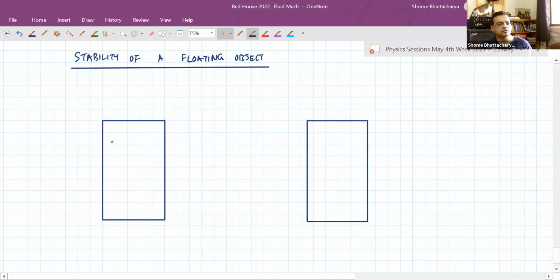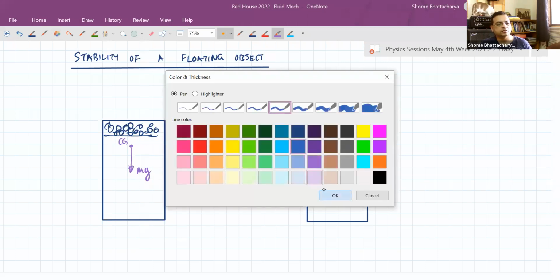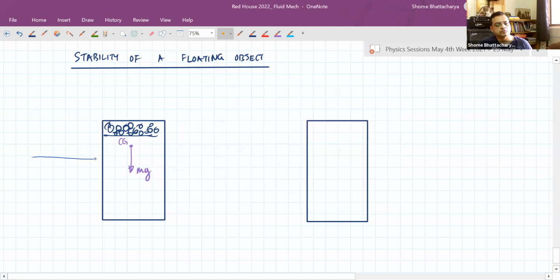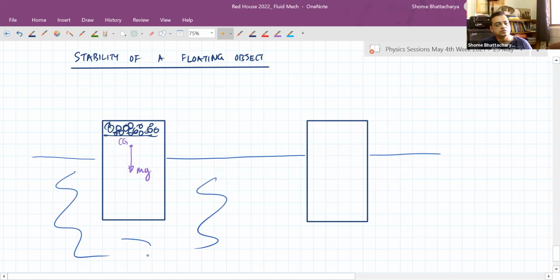Now, in one case, let's say we have loaded the material in the top with some mass. So the center of gravity is comparatively higher up. So the weight is, let's say, acting through this kind of a point. So this is our center of gravity. And while it is floating in the liquid, the center of buoyancy is somewhere here. It is the centroid of the submerged part. So I'm just showing a very extreme situation.